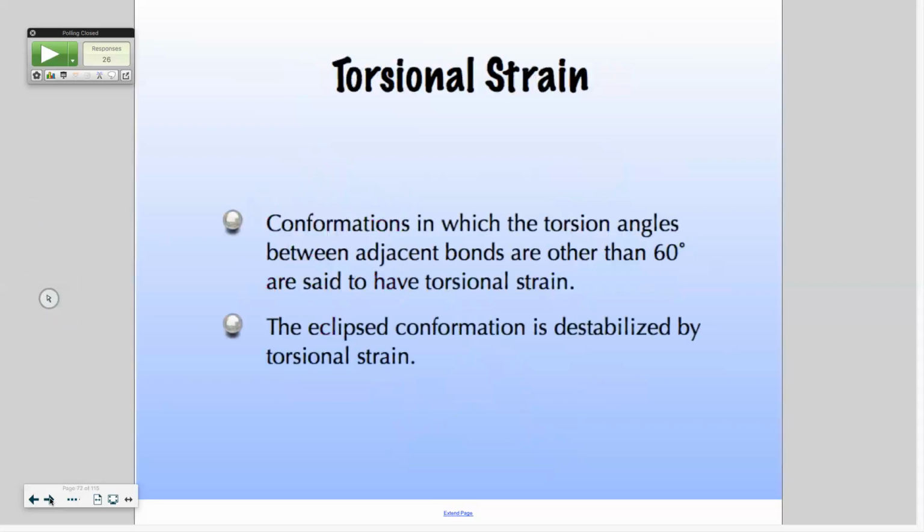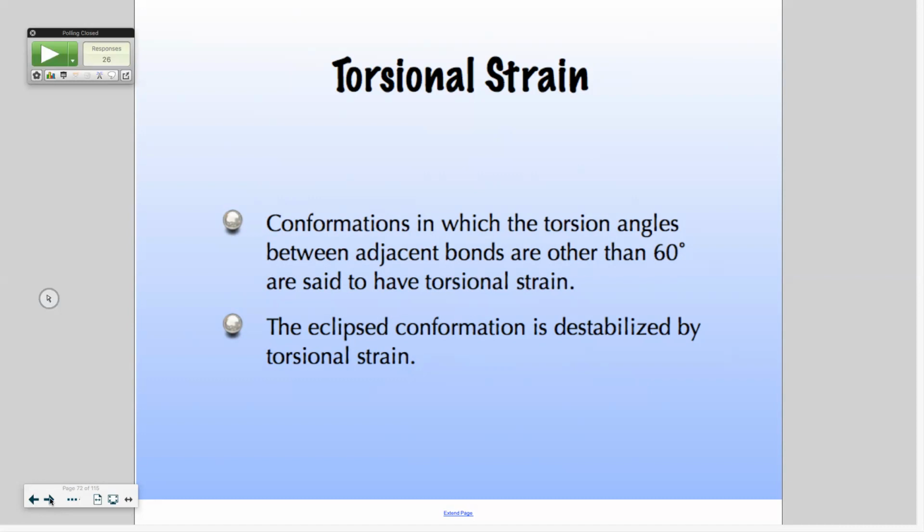Okay, which do you think is more stable? The eclipsed or the staggered conformation? From your vast knowledge of organic chemistry, do you think it's going to be more stable to be eclipsed, or more stable to be staggered? Staggered. Jessica whispers. Okay, why do you think it's going to be staggered?